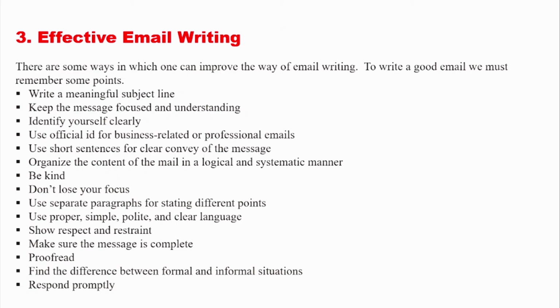Now let's look at a third point, effective email writing. So there are some ways in which one can improve the way of email writing. To write a good email, we must remember some points. First, you should write a meaningful subject line. Second, you should keep the message focused and understandable. Third, you should identify yourself clearly. Fourth, you should use official ID for business related or professional emails. Fifth, you should use short sentences for clear conveying of the message. Then sixth, you have to organize the content of the mail in a logical and systematic manner.